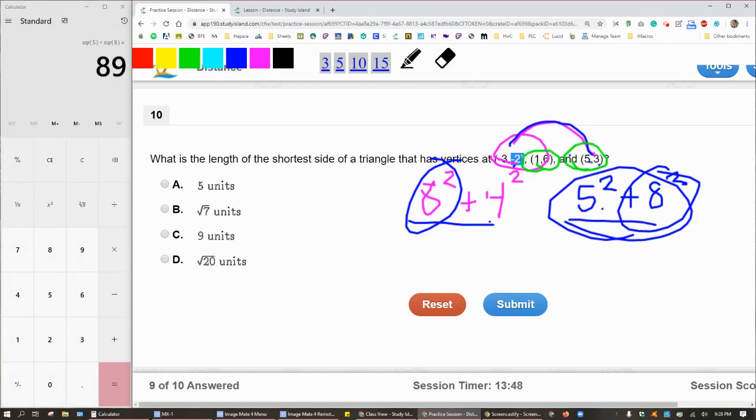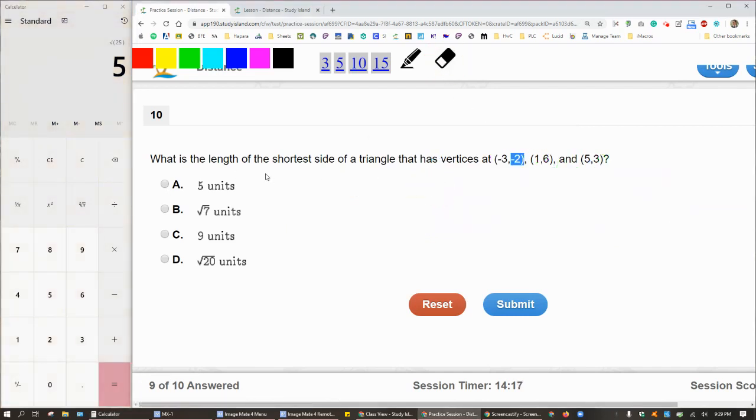What's the vertical distance between those? From 6 to 3 is 3. So you've got 3 squared. And the distance between 5 and 1 is 4. So 3 squared plus 4 squared. This is going to be the shortest one. Okay, so 3 squared is 9, and 4 squared is 16. Add those together, you get 25. So the distance between them is the square root of 25, which is right there, 5 units, and we're done.